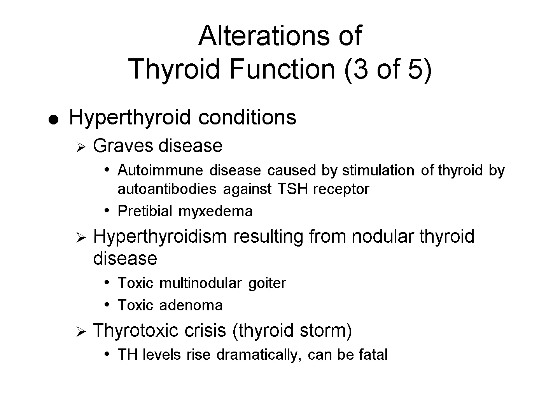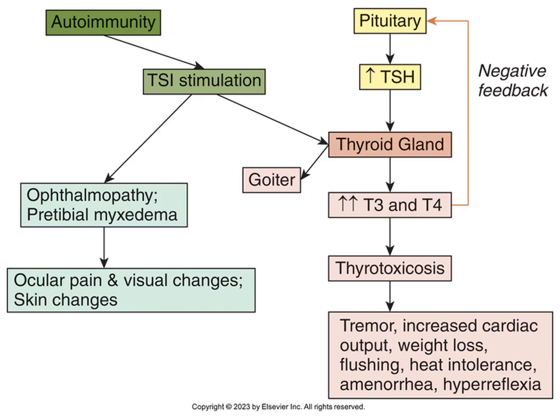Other conditions like toxic multinodular goiter and toxic adenoma also result in excess thyroid hormone production. Thyrotoxic crisis, or thyroid storm, is a rare but life-threatening escalation of hyperthyroidism. This diagram illustrates the autoimmune pathway leading to Graves' disease and its resulting state of thyrotoxicosis.